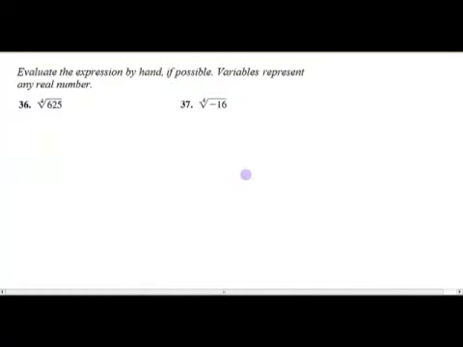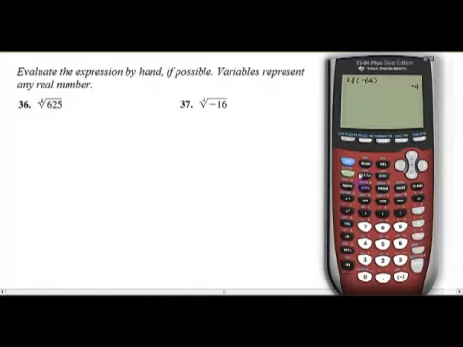Evaluate the expression by hand if possible. Variables represent any real number. 4th root of 625. If you'd like, we can put this into the calculator.